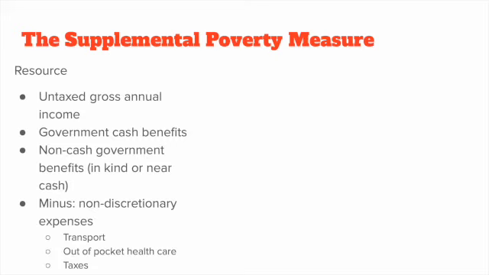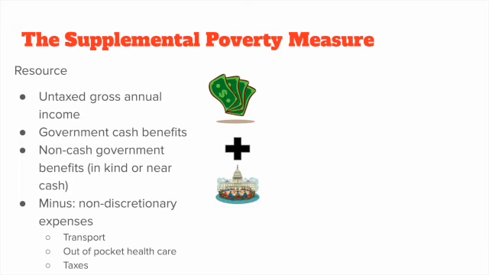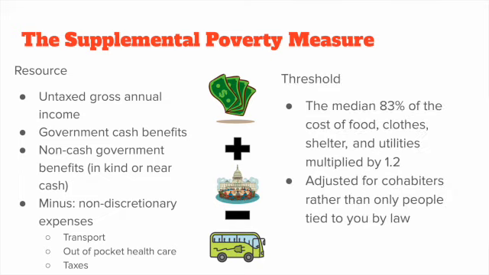The resources counted by the SPM include the usual untaxed gross annual income and government cash benefits, but it also moves to include non-cash government benefits, or in-kind or near cash. And to this, it subtracts the non-discretionary expenses of day-to-day life, such as transport, out-of-pocket health care, and taxes. The threshold for the SPM is 83% of the cost of food, clothes, shelter, and utilities, multiplied by 1.2.